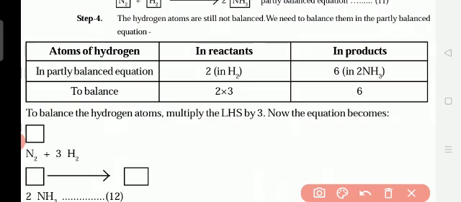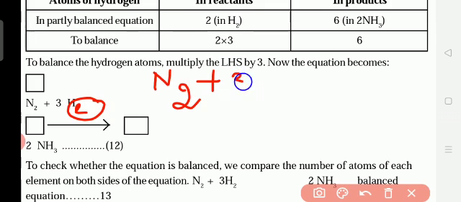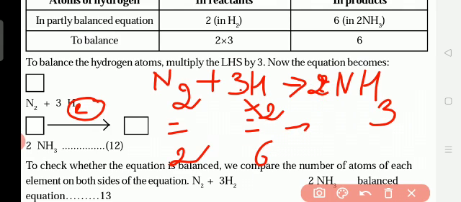So how to do here? When we see the partly balanced equation, 2 in H2. To balance, 2 into 3, hydrogen 6 in 2NH3. 6 hydrogens are there in 2NH3. So what we can write: hydrogen is always written as H2 only, so here we cannot change it. So what will we do? N2 plus, we write before that, 3H2 gives rise to 2NH3. So here nitrogens are 2, hydrogens are 3 into 2, 6, and they are equal. Now 2 is before nitrogen and hydrogen.